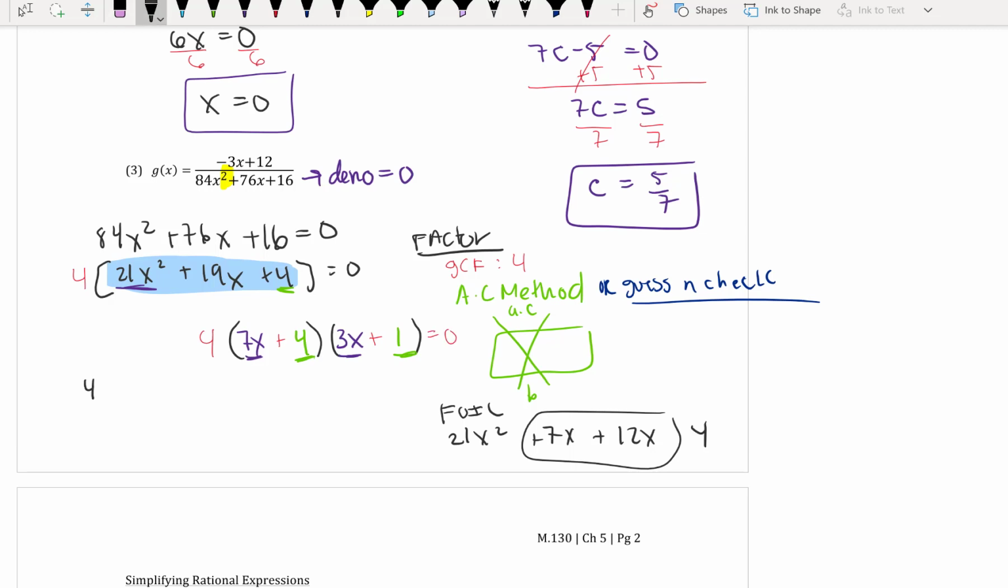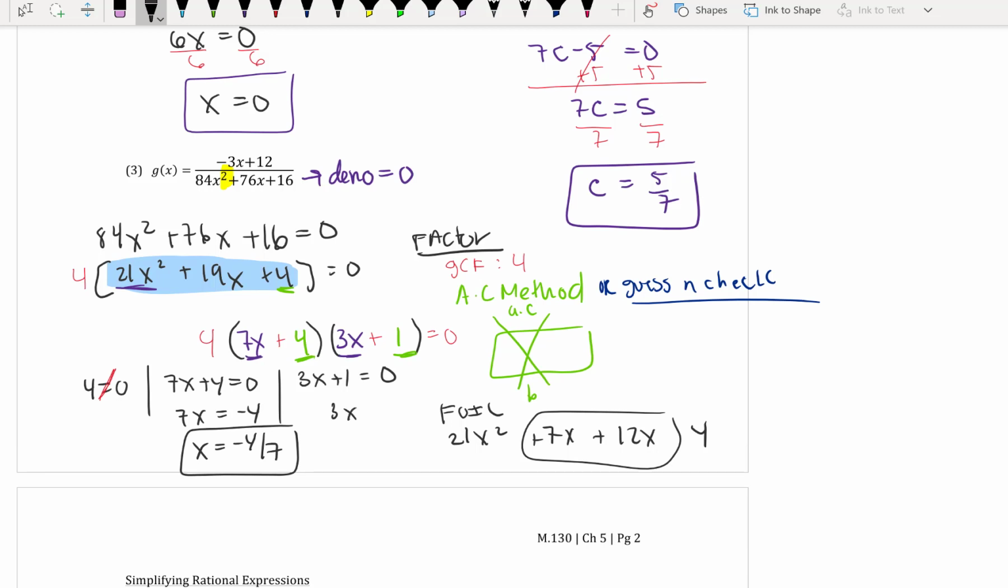So I have 4 is equal to 0. 7x plus 4 is equal to 0. And 3x plus 1 is equal to 0. Well, 4 equal to 0 can't happen, so you leave that alone. Here I have 7x is equal to a negative 4, so x is equal to a negative 4 over 7.